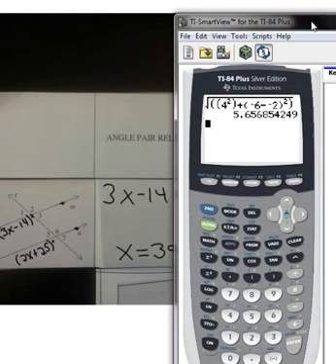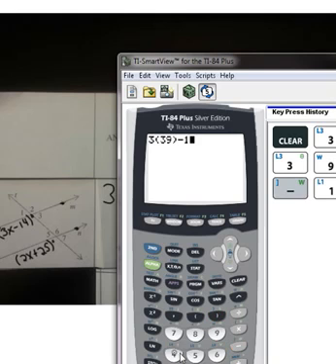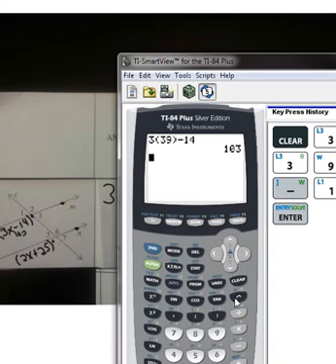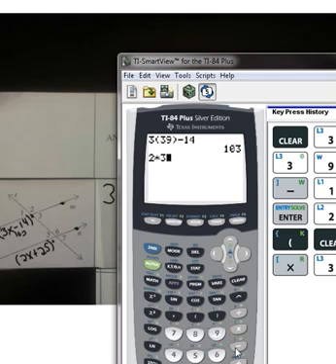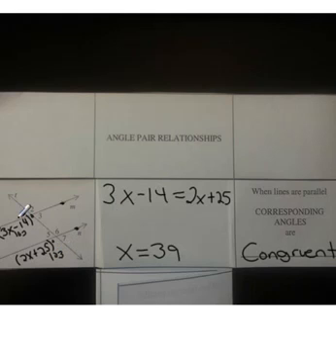So then we come back to our expressions and make sure that these two are in fact congruent. So 3 times 39 minus 14 gives us 103 for this angle. And then 2 times 39 plus 25 gives us 103 for this angle. So as you can see, they're both obtuse. They both equal 103 degrees.